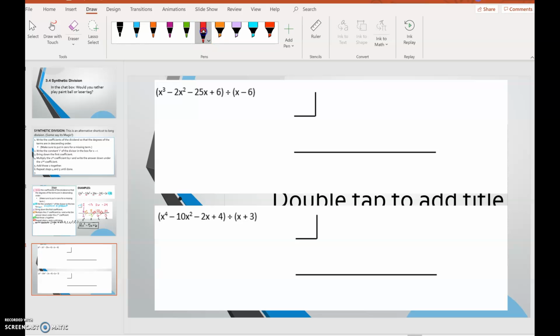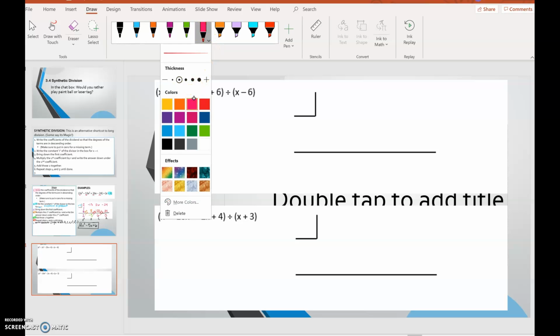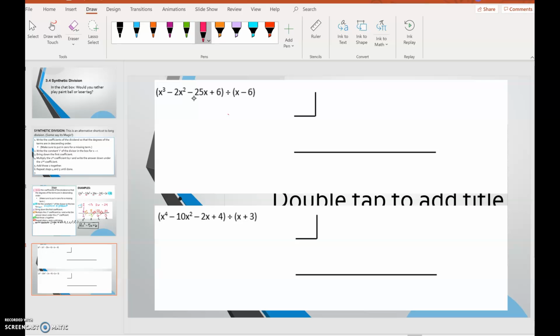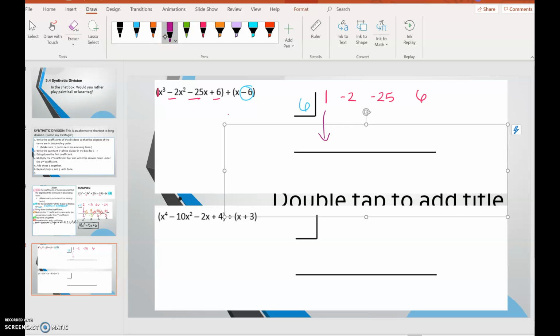Okay, I first start with writing my coefficients. So this coefficient right here, even though we don't see it, is a 1. So we have a 1, then we have -2, then we have -25, and then we have a +6. So there's my coefficients. And then my next step is to write the opposite of this one right here. So it's a -6, which means it's a +6 here. And then I next bring down my first one here, which is just a 1.